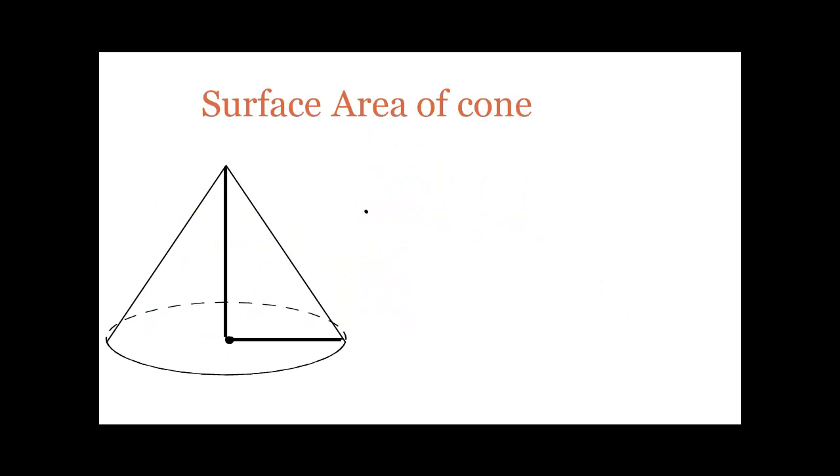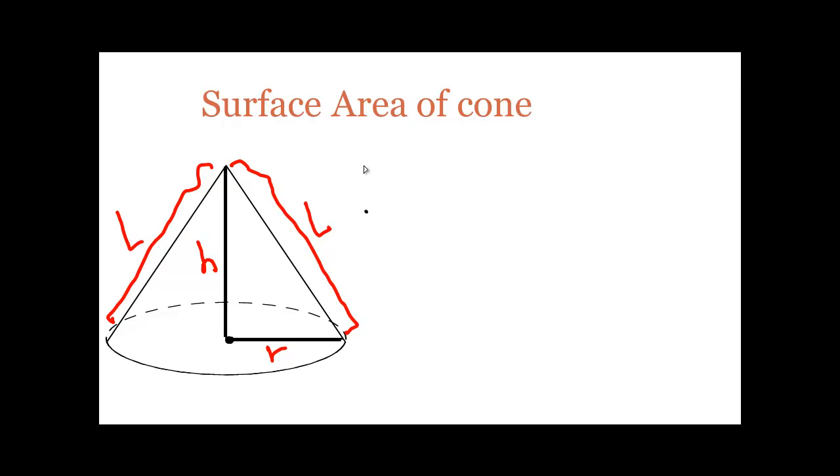Now let's talk about the surface area of a cone. As you can see, the base of the cone is in the shape of a circle, so it has a radius, which is r. Any cone also has a perpendicular height. This height is perpendicular to the base and we call it h, and this slant height is L. The slant height is not perpendicular to the base, it just slants like this.